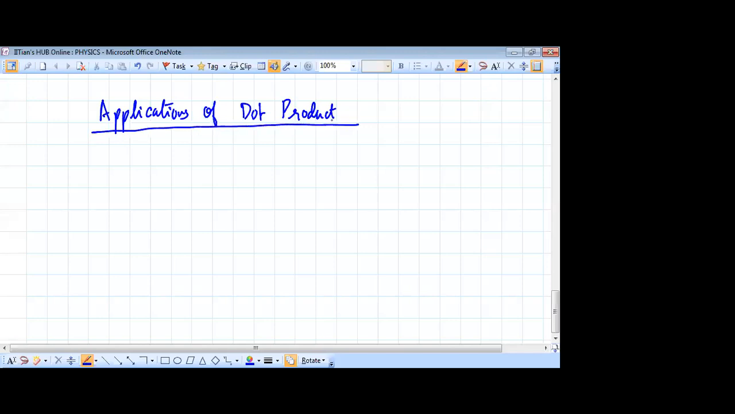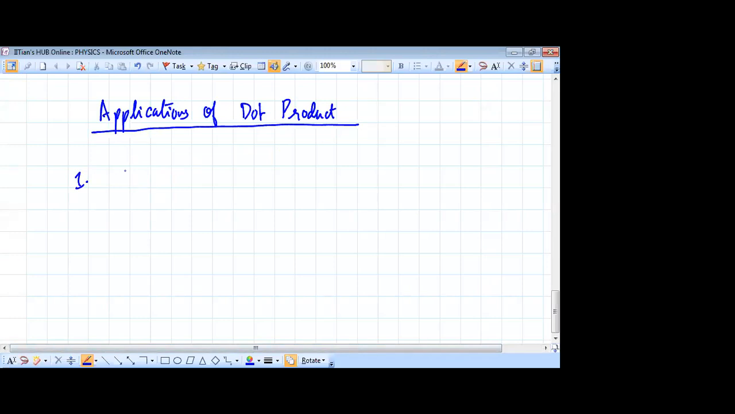Now, next thing we understand is application of dot products. So the first thing in the application of dot product, that is indirect application. When you want to directly find A dot B, that's also an application, but that's direct. Now, indirectly, when do we use dot product?